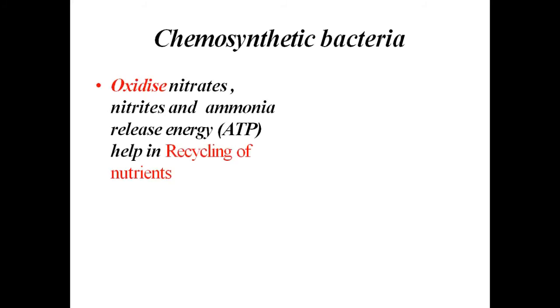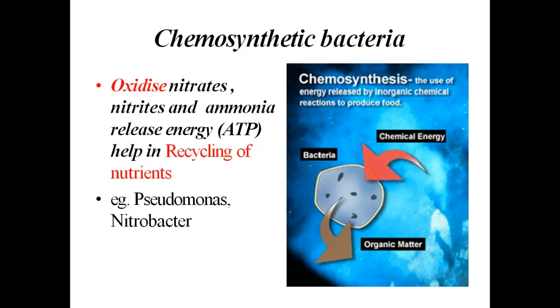The next one is chemosynthetic bacteria. These chemosynthetic autotrophic bacteria oxidize various inorganic substances such as nitrates, nitrites, and ammonia, and use the released energy for their ATP production. They play a great role in recycling nutrients like nitrogen, phosphorus, iron, and sulfur. Examples: Pseudomonas and Nitrobacter.